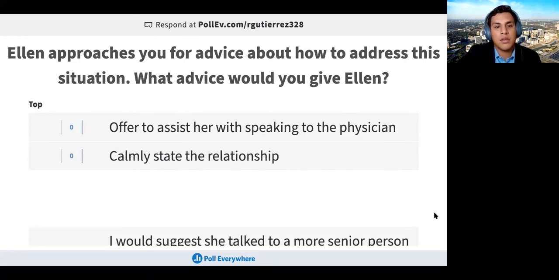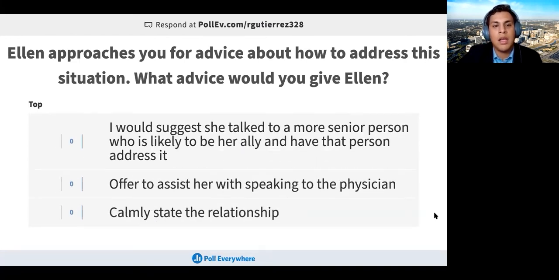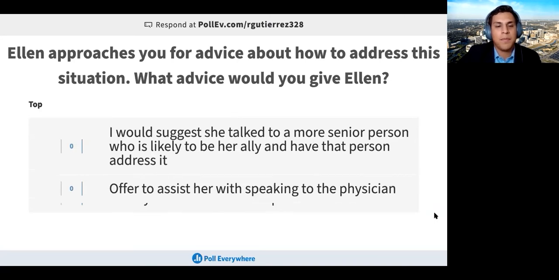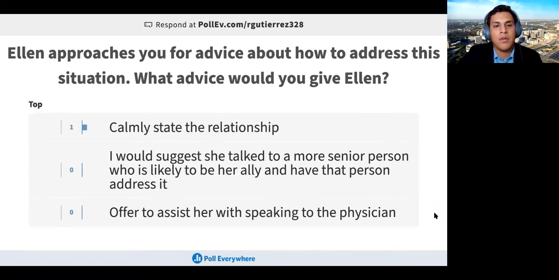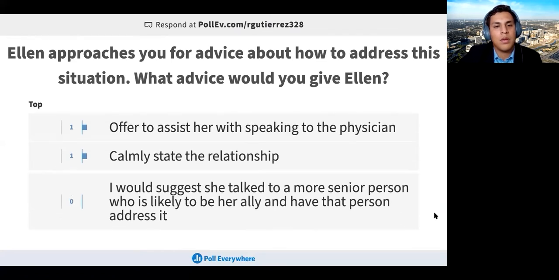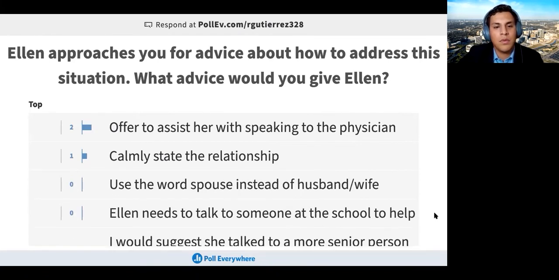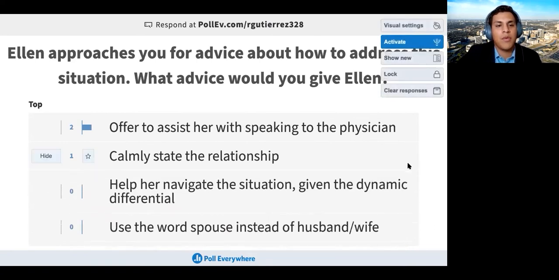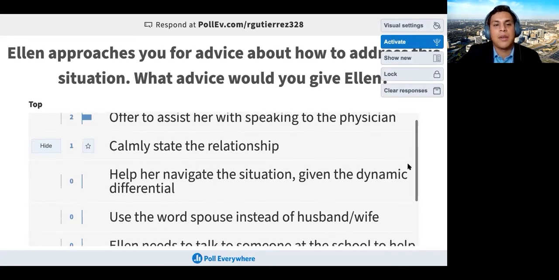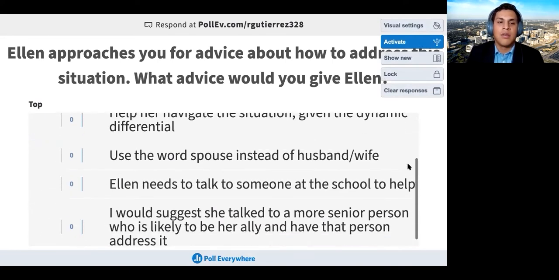Offer assistance, state the relationship, and talk to a more senior person who is likely to be her ally. Get someone at the school for help. Use the word spouse instead of husband and wife. That will be for Dr. Williams. Help her navigate the situation given that dynamic differential. Yes, good answer.